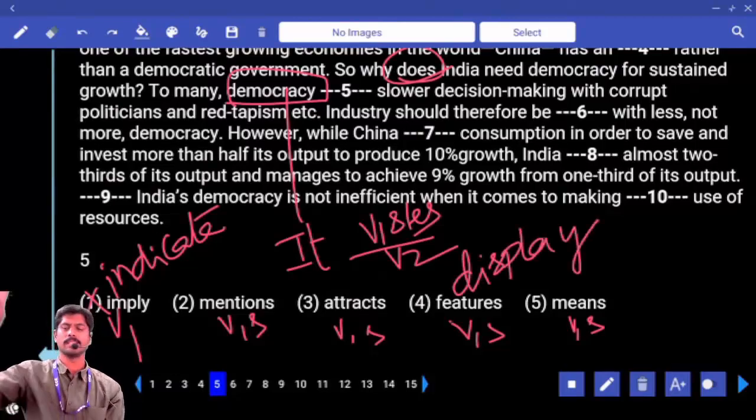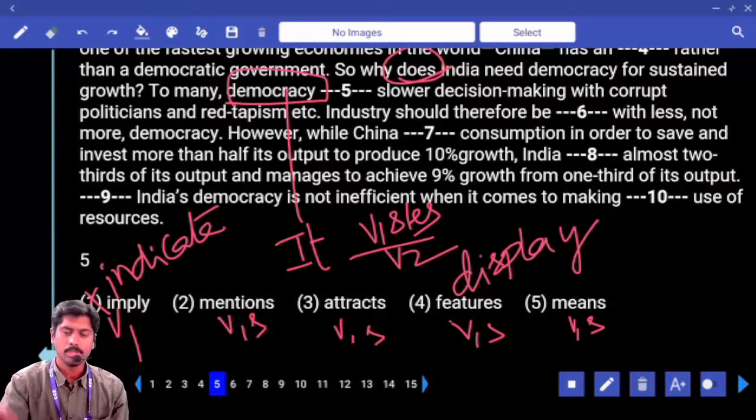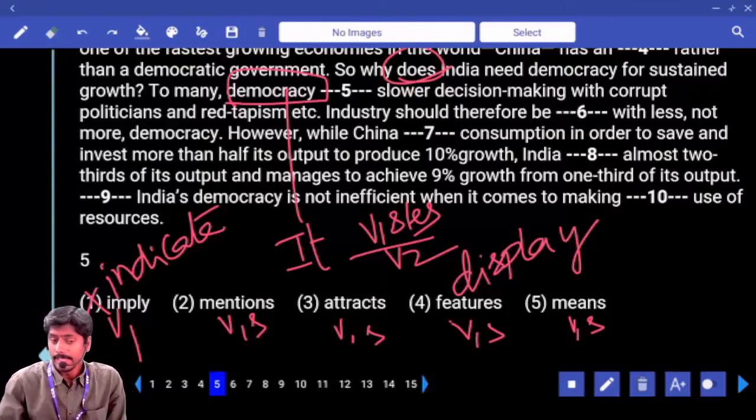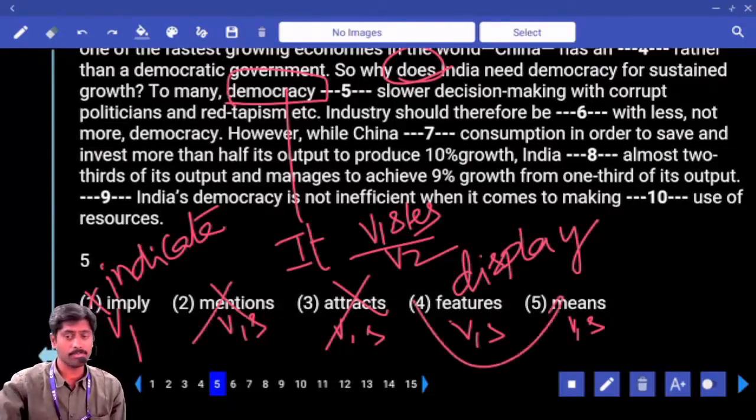Feature has two meanings. Your cell phone has many features. Features means components, parts, options. But feature also means feature film, display. It displays slower decision making, or it means slower decision making. It cannot attract. It cannot mention because it does not have a tongue. Answer 4 or 5.